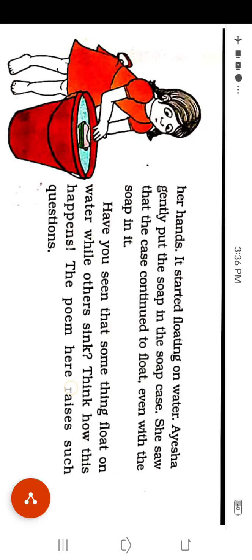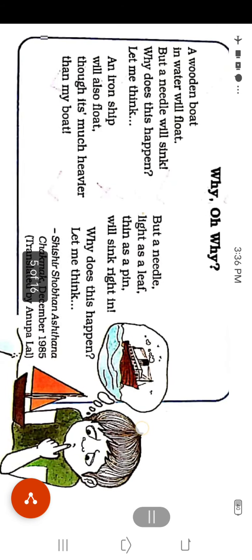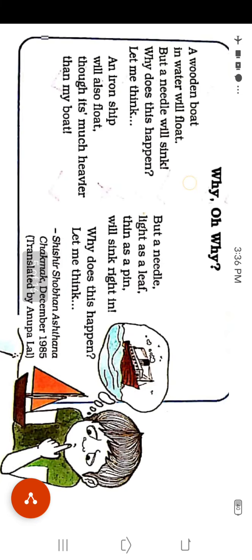Have you seen that some things float on water while others sink? Think how this happens. The poem here raises such questions. Why? Oh, why? A wooden boat in water will float, but a needle will sink. Why does this happen? Let me think. An iron ship will also float, though it's much heavier than my boat. But a needle, light as a leaf, thin as a pin, will sink right in. Why does this happen? Let me think.